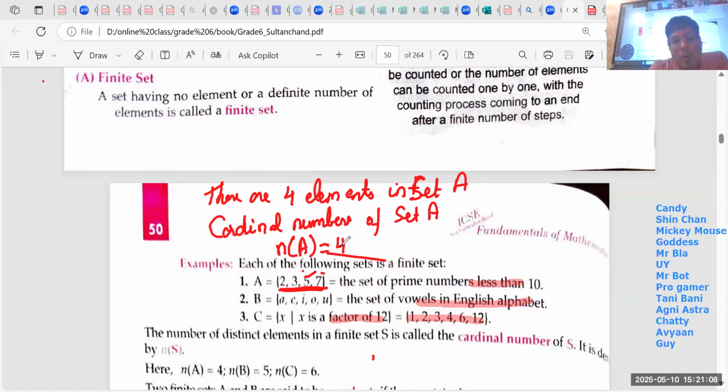So if I ask you what is the cardinal number of set B, you will say 5. And you will write it like this. If I ask you what is the cardinal number of set C, you will write it like this, number of elements in set C, and it is equal to 6.